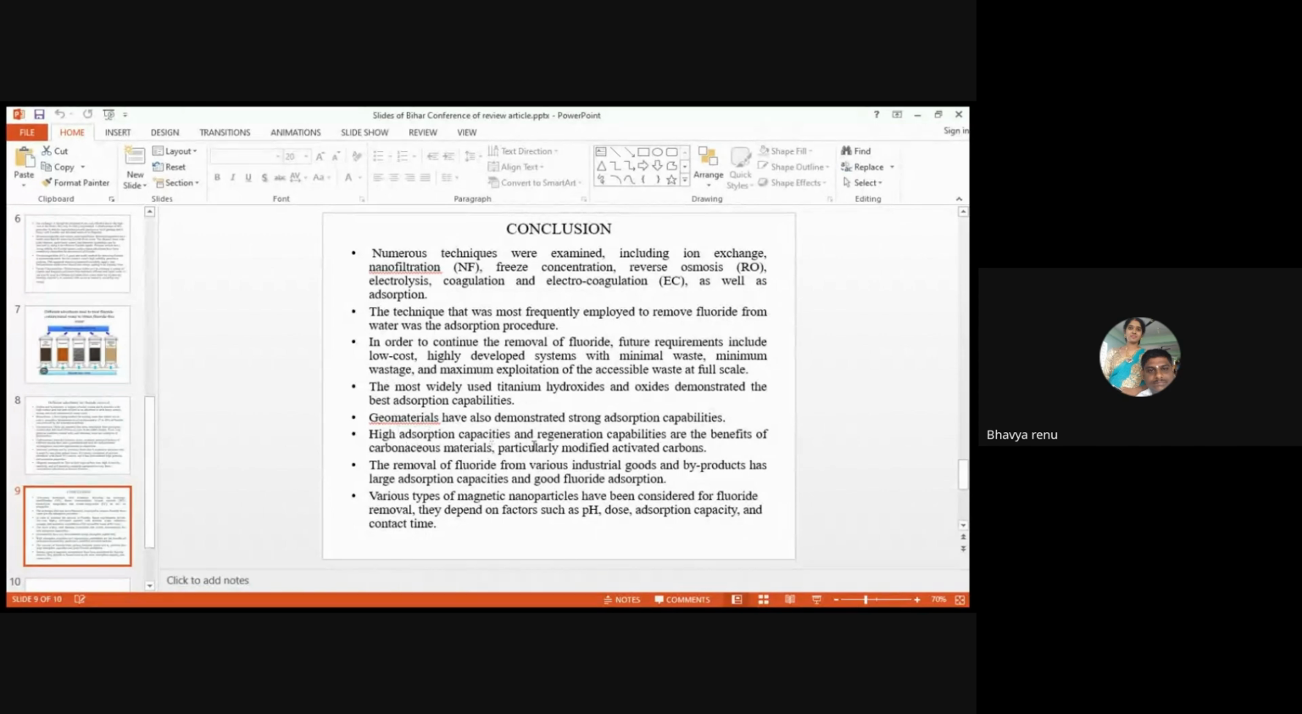And high adsorption capacities and regeneration capabilities are the benefits of carbonaceous materials. Fluoride removal using various industrial goods and byproducts shows large adsorption capacities, and various types of magnetic particles also have some adsorption properties.